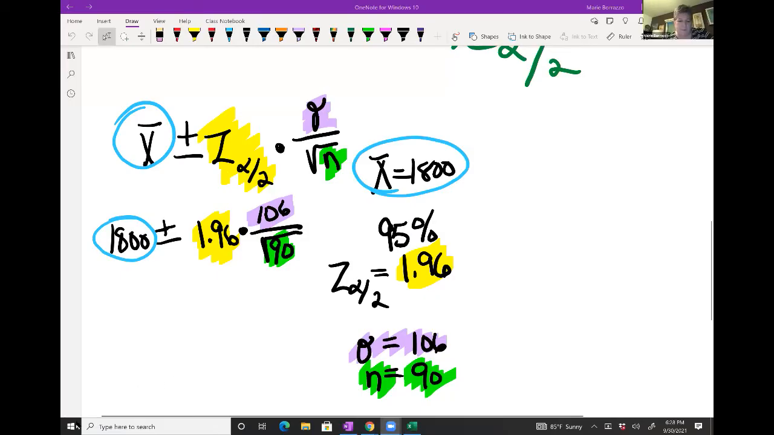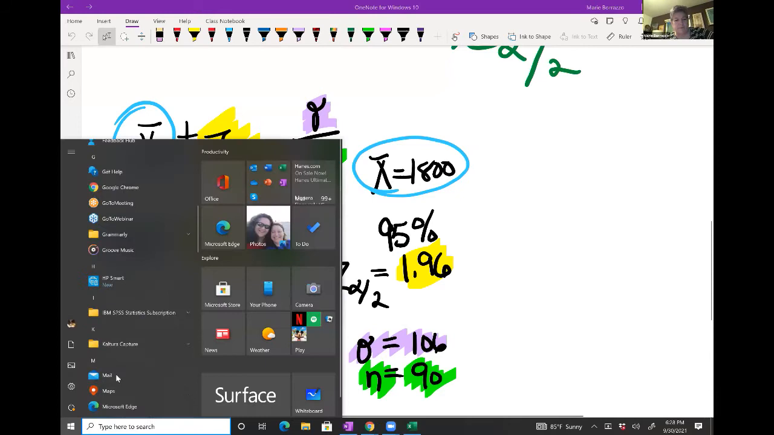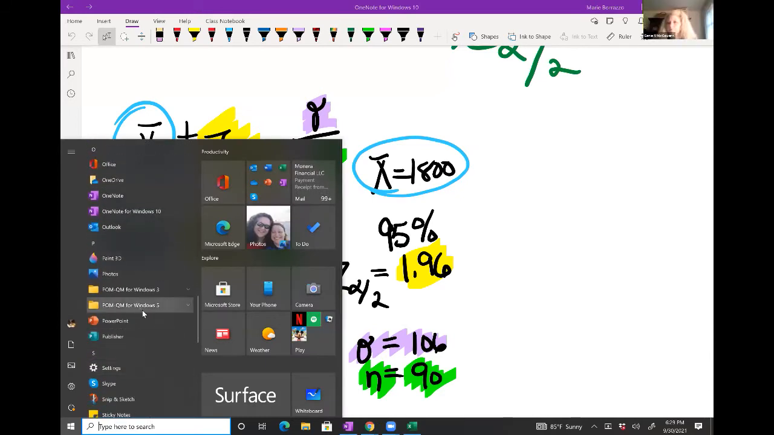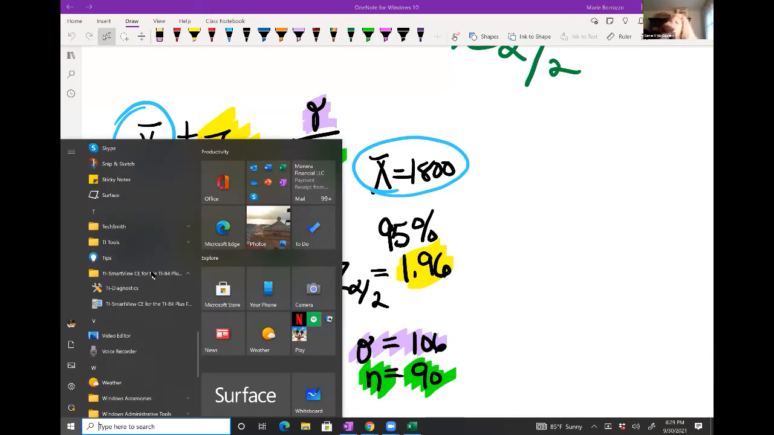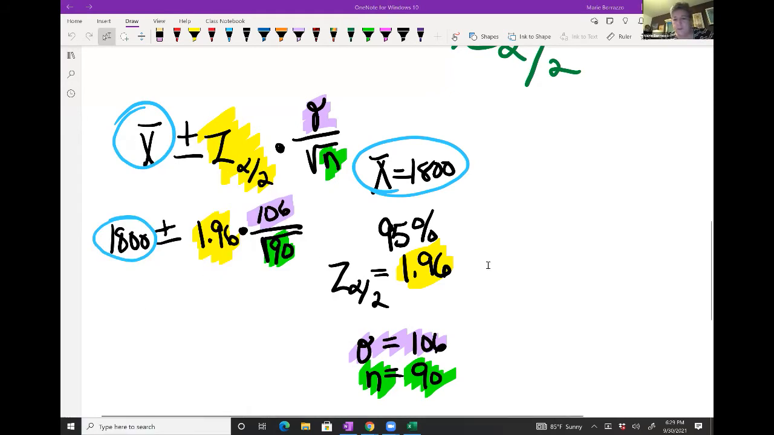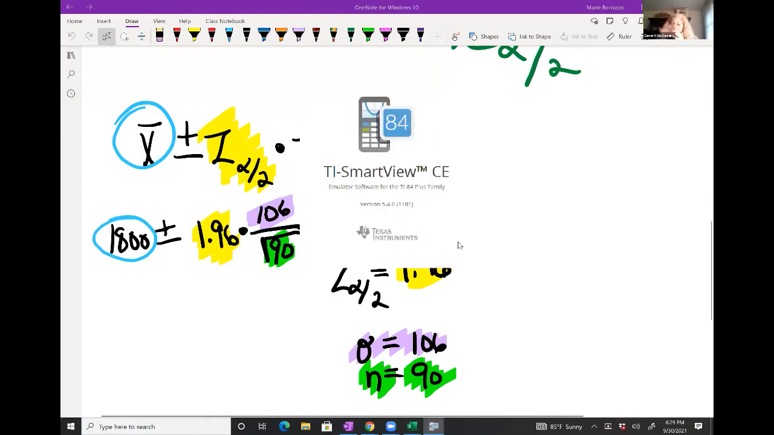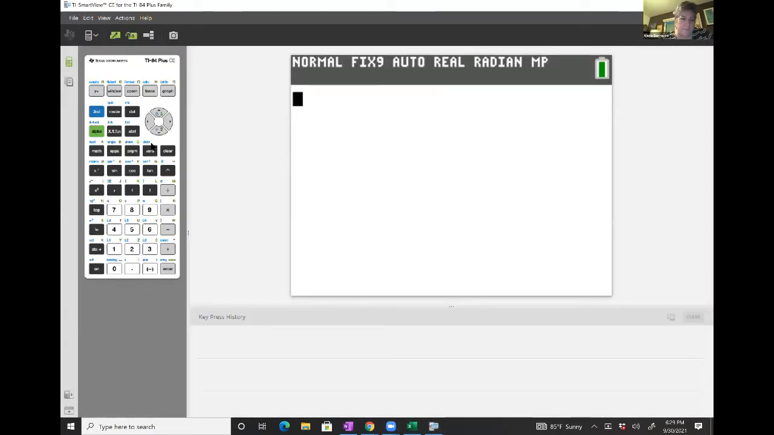Let me steal my screen back. All right, and let me go to the calculator itself. If you happen to have this calculator, this is the time to whip it out, because this is when we really need to save ourselves. Look at how easy this is going to be with the calculator.